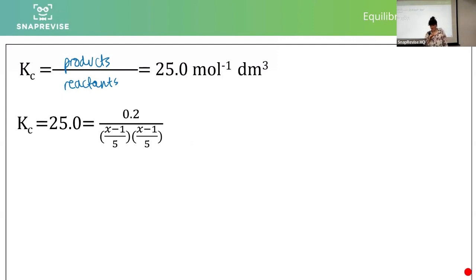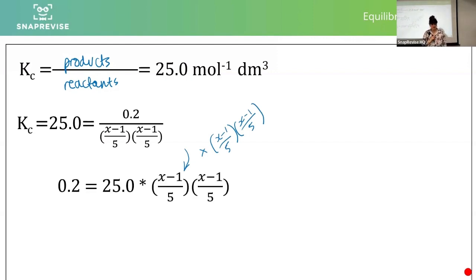Now, it still looks really complicated, but keep following it through. If I times everything by X minus 1 over 5 times X minus 1 over 5, just to get that off the bottom of the equation, because having fractions is a bit horrible, so I'd rather not.